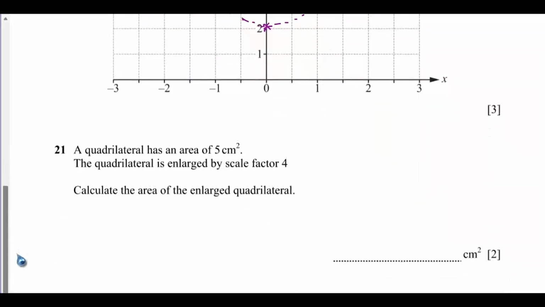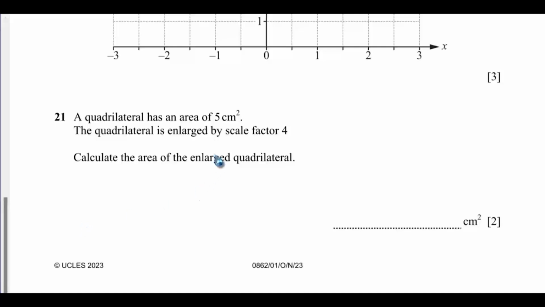Question 21. A collateral has an area of 5 centimeters squared. The collateral is enlarged by scale factor 4. Calculate the area of the enlarged collateral. Okay, so the original shape, let's say the length is x. That means the length of the enlarged collateral will be 4 times x. That will be 4x. So the area of the original object will be 5 centimeters squared, and this one will be A.